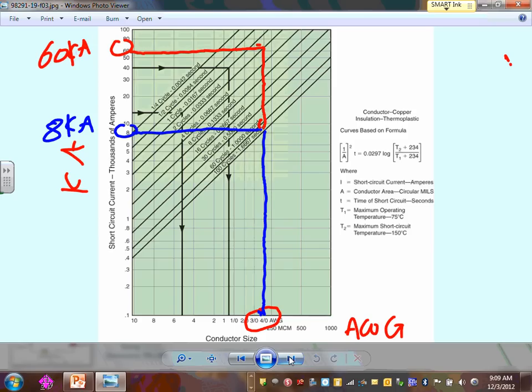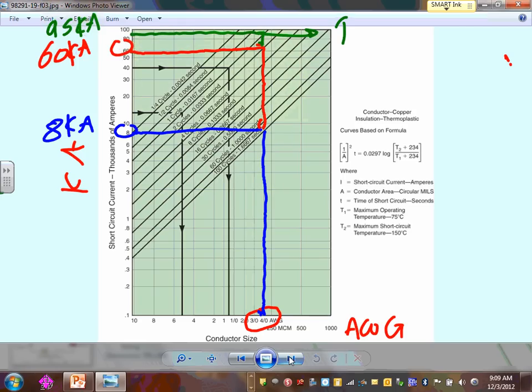It gets even more interesting. Let's just go to one cycle. I'm going to trip in one cycle. Can you guys see one cycle here? One cycle can give you all the way up to here. So let's just say that was 95 kiloamps.